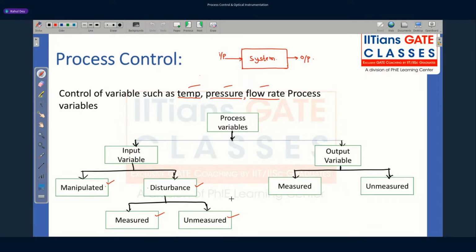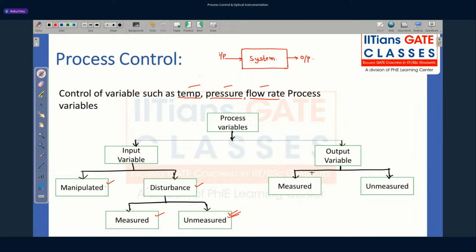And disturbance, everyone knows what a disturbance is. Any unwanted signal or any unwanted input is known as disturbance. Now, a few of the disturbances we can measure, and a few are unmeasured. Those disturbance variables which we can measure are known as measured disturbance. Those we can't measure are known as unmeasured disturbance. Okay, so up to this point, everything clear?